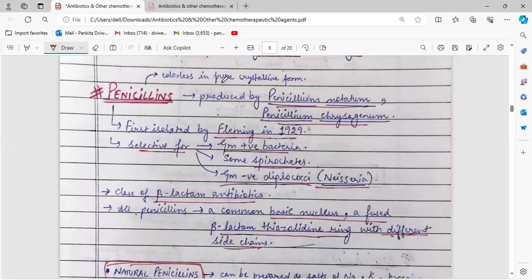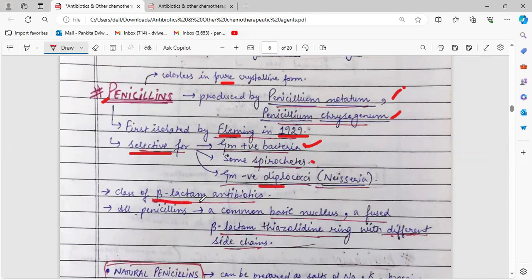Penicillins are colorless in pure crystalline form. They are produced by the microbes Penicillium notatum and Penicillium chrysogenum. So these penicillins, we all know, were first isolated by Alexander Fleming in 1929. Their selective action is towards gram-positive bacteria, spirochetes, and gram-negative diplococci, which is Neisseria.